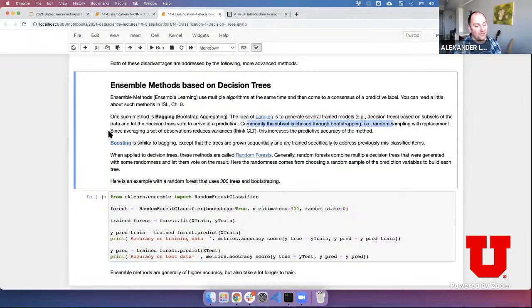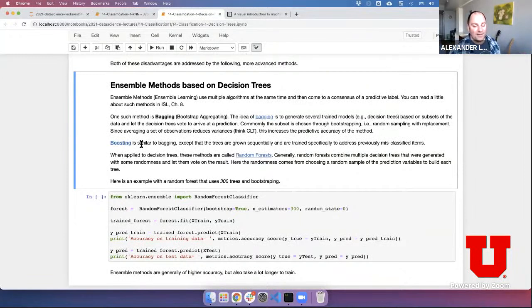If we average a set of observations, this reduces the variance. Think of the central limit theorem. This increases the predictive accuracy of the method. And this is bagging, and boosting is similar to bagging, except that the trees are grown sequentially, and they're trained specifically to address misclassified items in a previous tree. If you apply either of those two methods to decision trees, it's usually called random forests. The funny take is that multiple trees are a forest, of course.